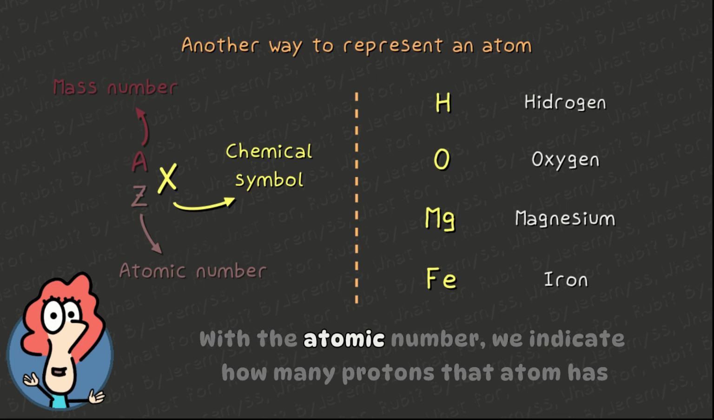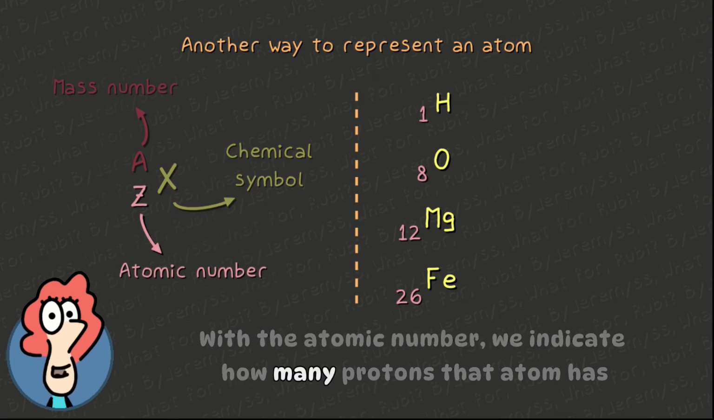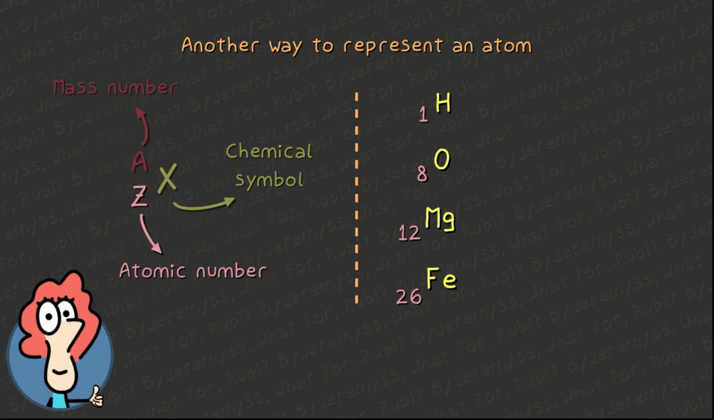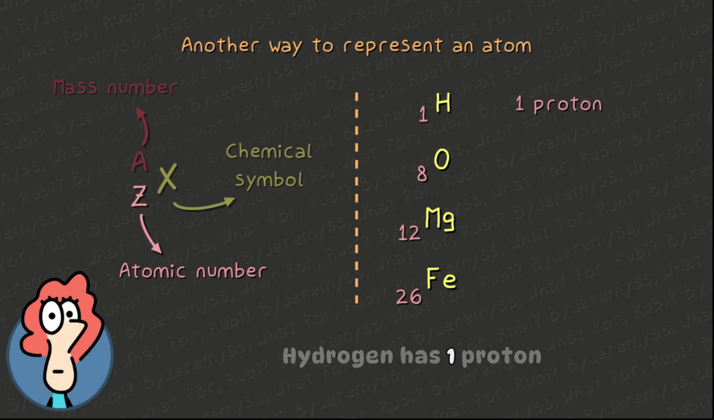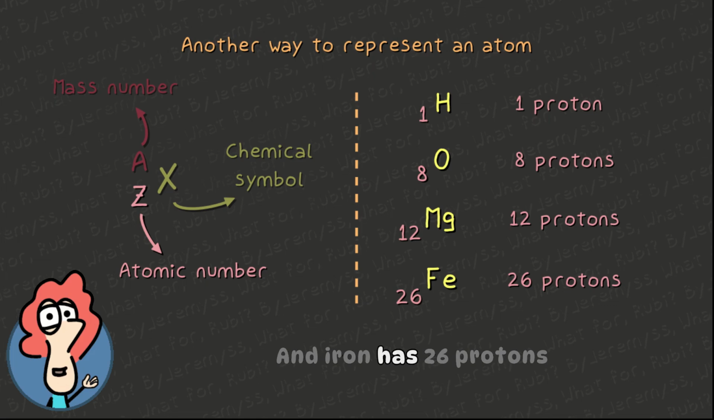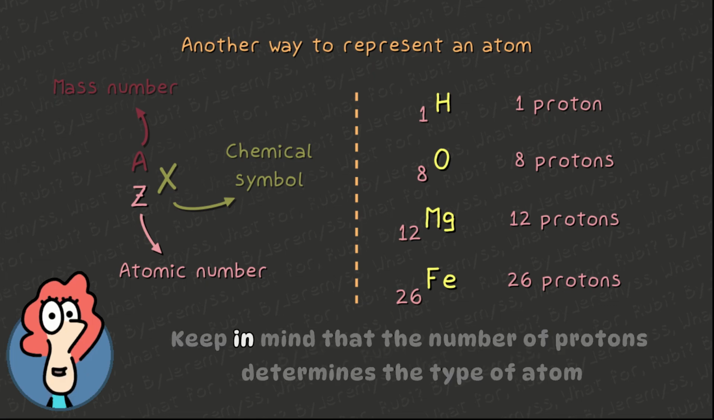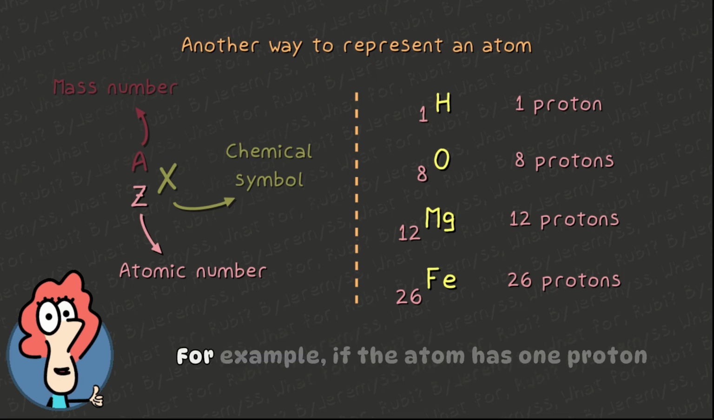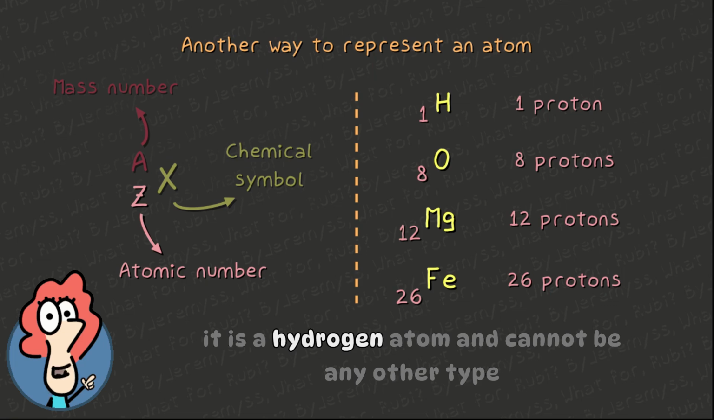With the atomic number, we indicate how many protons that atom has. Hydrogen has 1 proton, oxygen has 8 protons. Magnesium has 12 protons, and iron has 26 protons. Keep in mind that the number of protons determines the type of atom. For example, if the atom has 1 proton, it is a hydrogen atom and cannot be any other type.